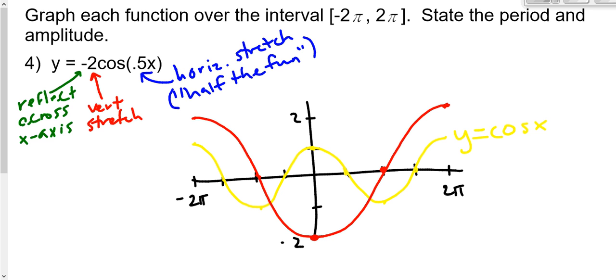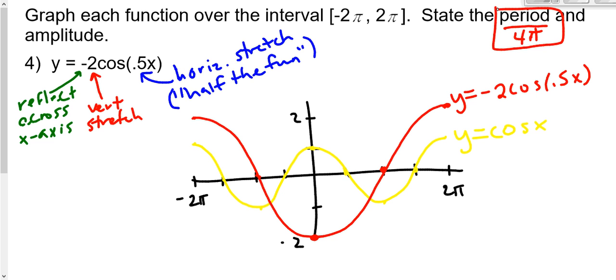Okay, does it look like it's twice as wide? Does it look like it's twice as tall? And does it look like it was flipped upside down? So for the period, it's twice as wide as a normal cosine graph, so the period is going to be 4 pi instead of 2 pi, twice what the normal period is.